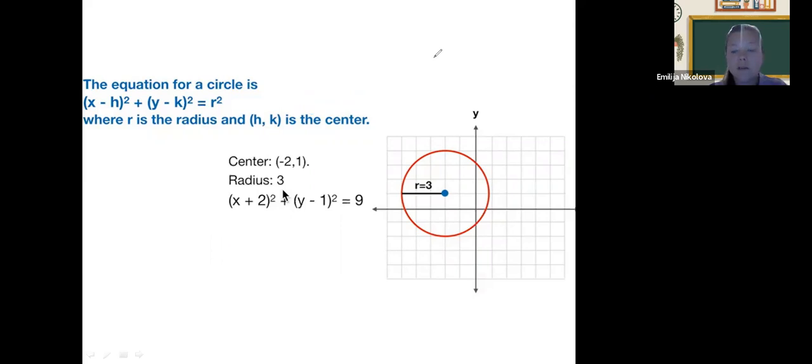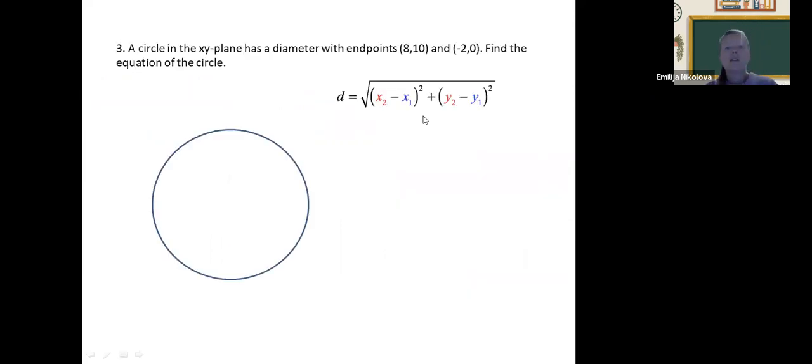So let me now go to the next exercise. We have another exercise: given a circle in the plane x, y, that has a diameter with these points. One is (8, 10), and the other is (-2, 0). We need to find the equation of the circle. So now the diameter of the circle is given. Let me draw. That means one point is given here. I'll call it M, with these coordinates.